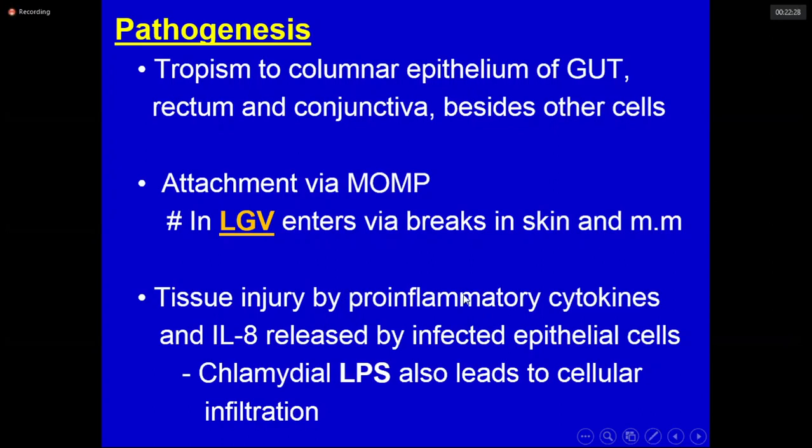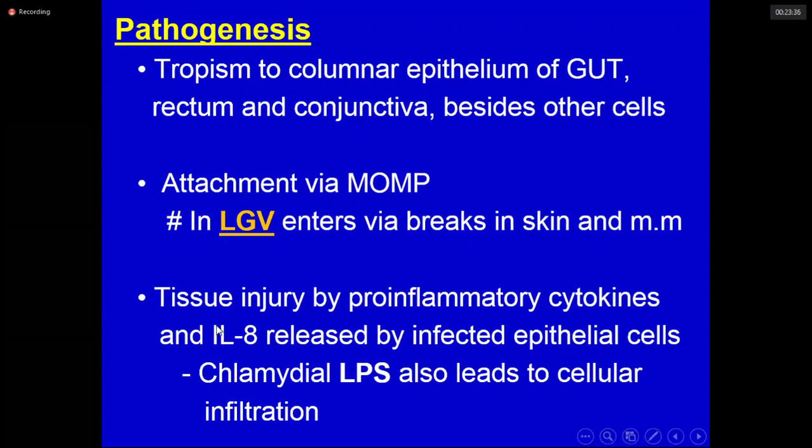Tissue injury occurs by pro-inflammatory cytokines. Once the bacteria attach to the body and start their infection, pro-inflammatory cytokines are released in preparation to encounter the bacteria. Pro-inflammatory cytokines like interleukin 1, interleukin 6, and tumor necrosis factor, just to refresh your memory from your immunology, and also interleukin 8. Interleukin 8 is a chemotactic factor that brings cells to help in the immune response. So pro-inflammatory cytokines and interleukin 8 are released by the infected epithelial cells.